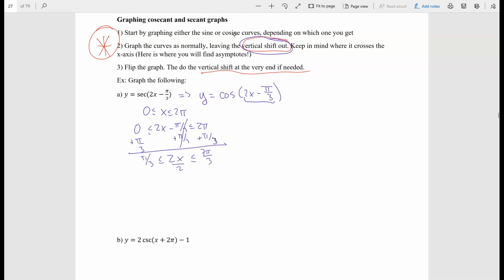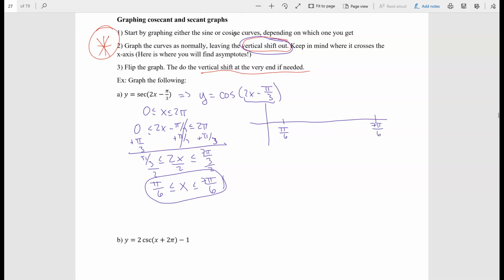And now let's divide all of the sides by 2. So you know that x is going to be between pi over 6 and 7 pi over 6. This is where the cycle is going to be. Now let's graph this. So here is pi over 6. Here is 7 pi over 6.